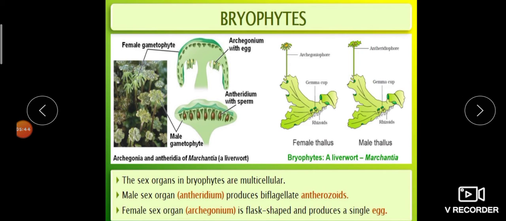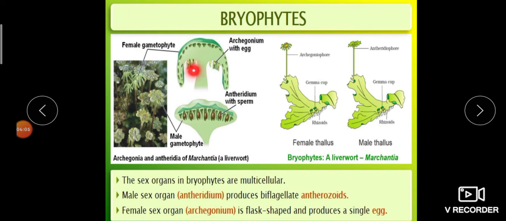Look at the picture. This is the bryophyte Marchantia. This is a lower form, so it is more prostrate. This is the live picture and this is the diagram. This is the female thallus and this is the male thallus.